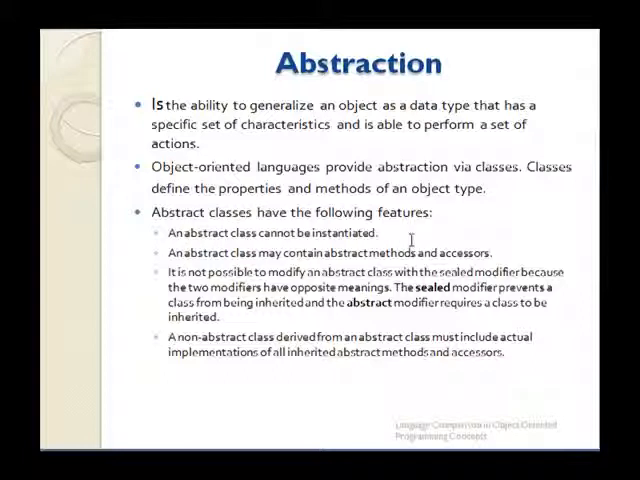An abstract class cannot be instantiated. Next, an abstract class may contain abstract methods and accessors. It is not possible to modify an abstract class with the sealed modifier because the two modifiers have opposite meanings. A sealed modifier prevents a class from being inherited and the abstract modifier requires a class to be inherited. A non-abstract class derived from an abstract class must include actual implementation of all inherited abstract methods and accessors.